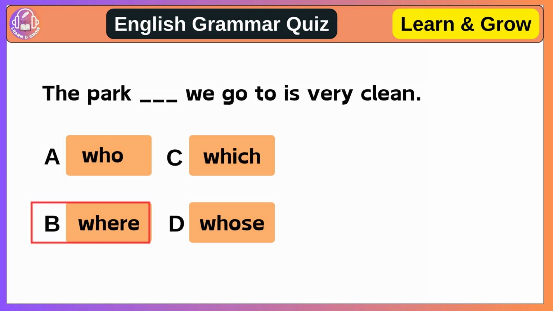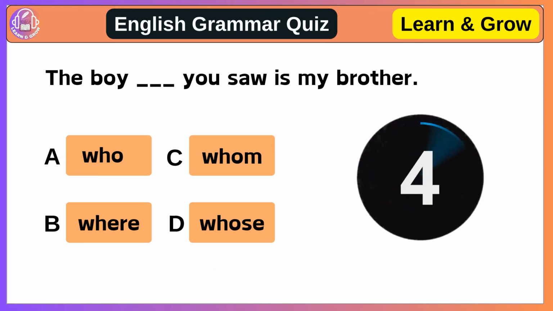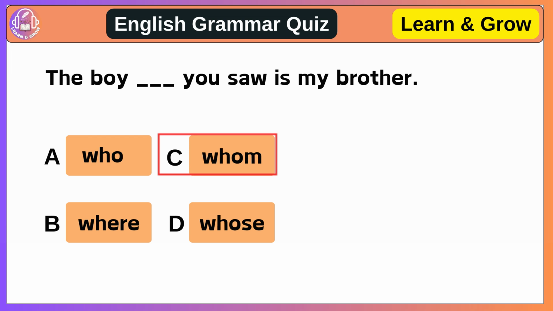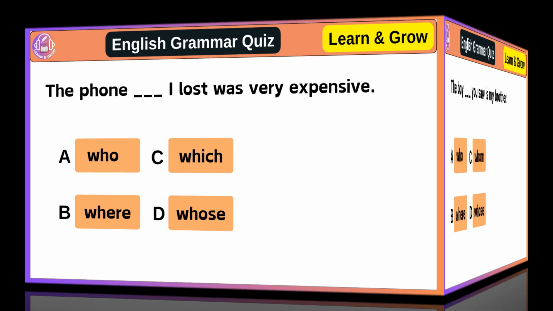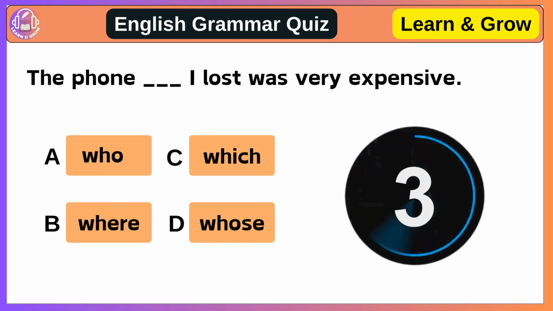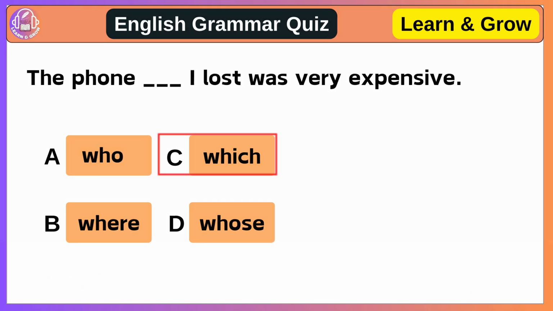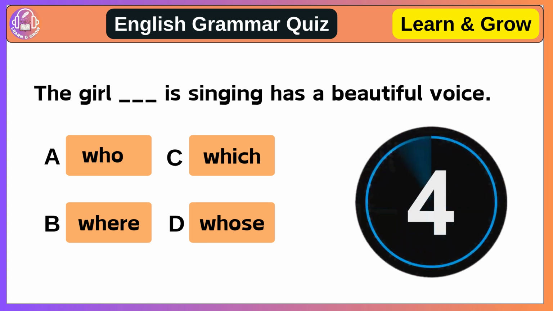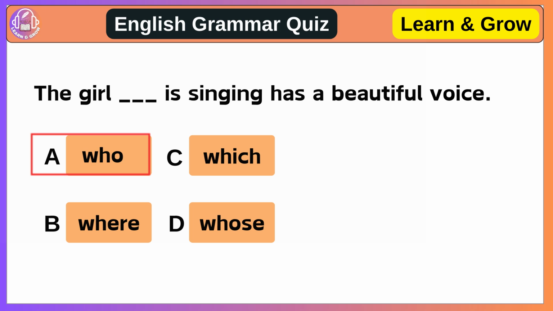Option B, where? The park where we go to is very clean. Option C, whom? The boy whom you saw is my brother. Option C, which? The phone which I lost was very expensive. Option A, who? The girl who is singing has a beautiful voice.